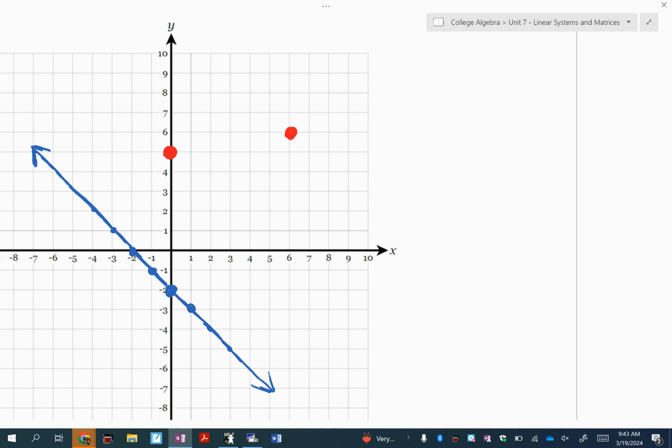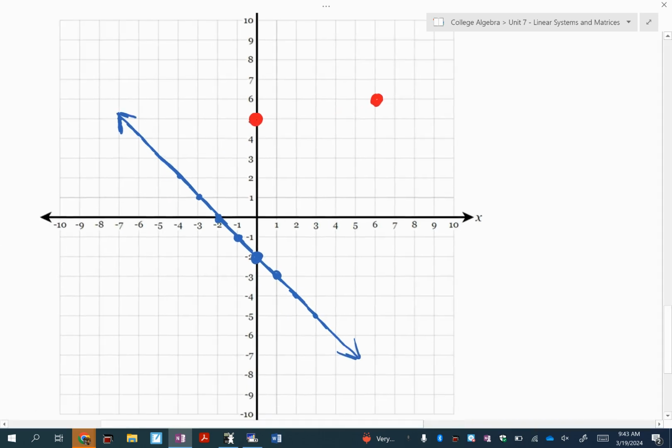But if you notice right now, have I intersected with my blue line? No. So I am going to go the opposite of this. This was up and to the right. So the opposite of those directions would be down and to the left. So down 1, left 6, which would be here. And that does intersect with that line, which will give me my solution.